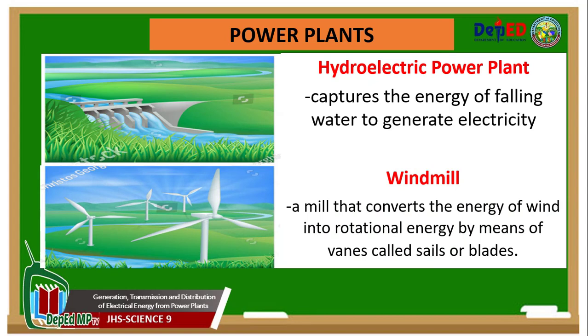The windmill. The windmill is a mill that converts the energy of wind into rotational energy by means of vanes called sails or blades. Most wind turbines consist of 3 blades mounted to a tower made from tubular steel. The tower allows the turbine to take advantage of faster wind speeds found at a higher altitude. Turbines catch the wind energy with their propeller-like blades, which act much like an airplane wing. The example is the Bangui Wind Farm in Ilocos Norte.